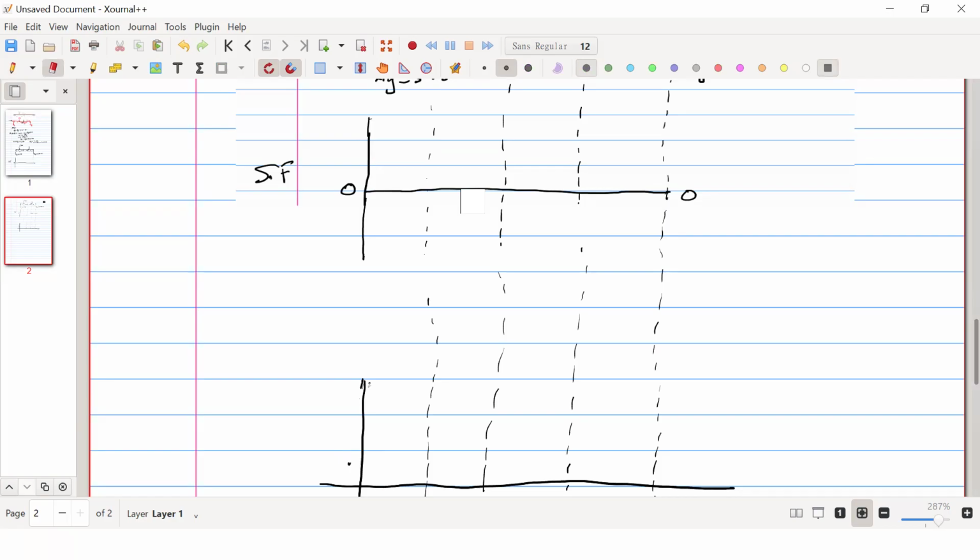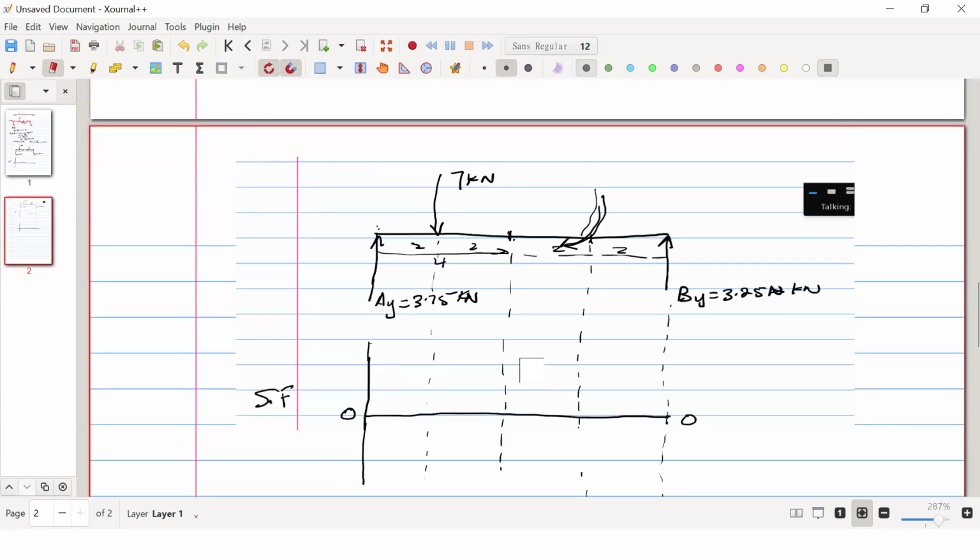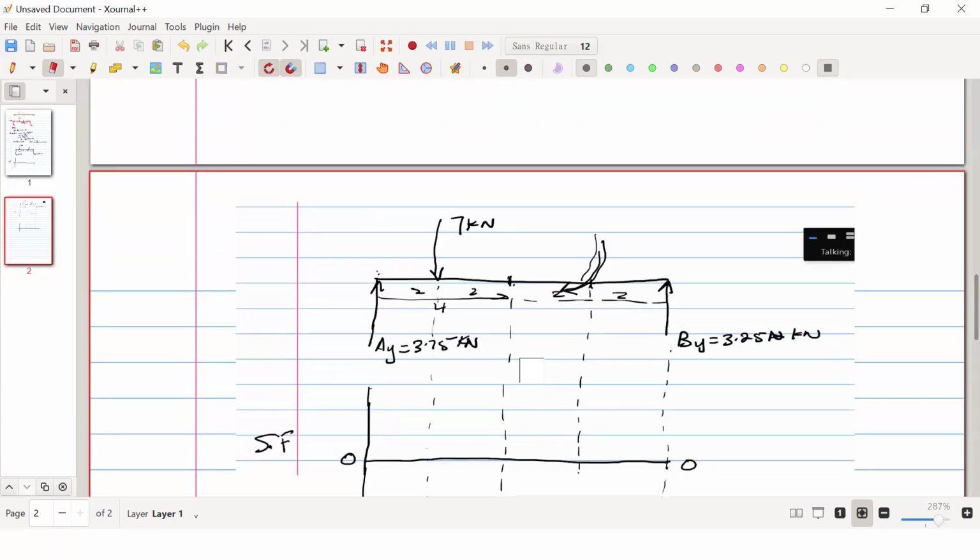All right, what do we do next? First of all, we're going to draw our shear force. Let's analyze it. I'll use a different color for clarity, something that you can see. We're going to do it by ear, so we're going to draw our shear force.